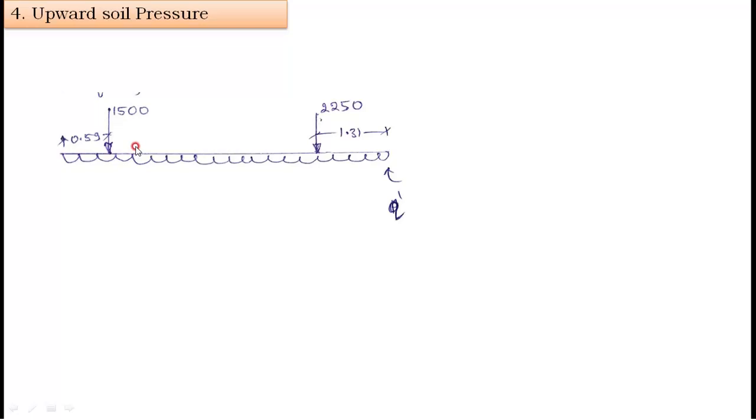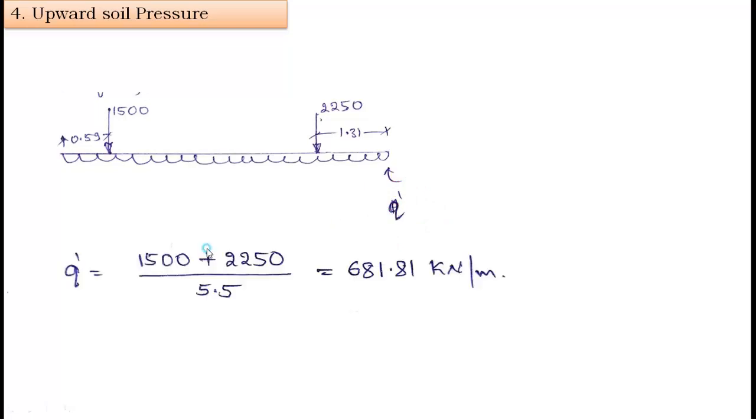Therefore these two column loads are factored column loads, where the factor of safety is applied. The sum of these two is about 3750. Dividing 3750 by the total length gives the q dash value, the load in kilonewton per meter. That is 1500 plus 2250 divided by 5.5, which equals 681.81 kilonewton per meter. This is the upward load acting.